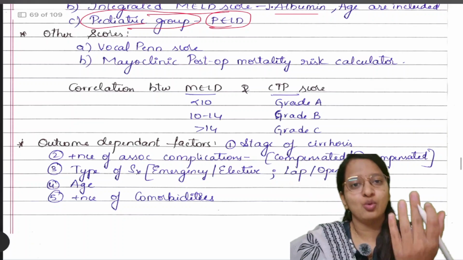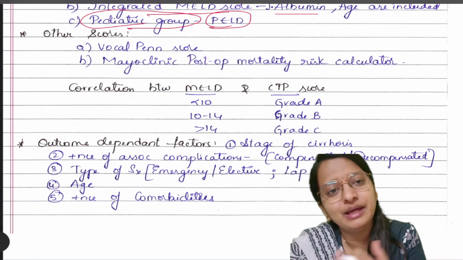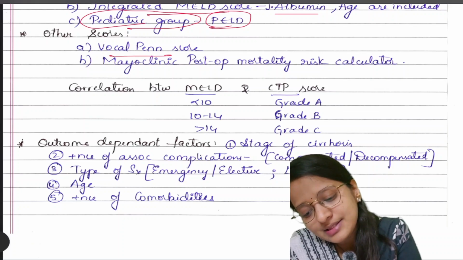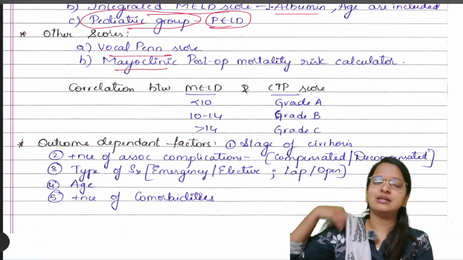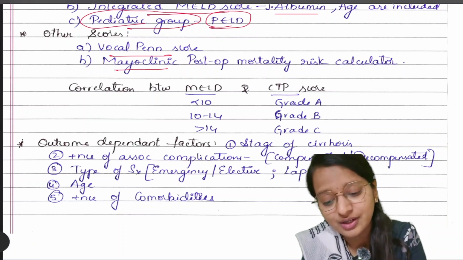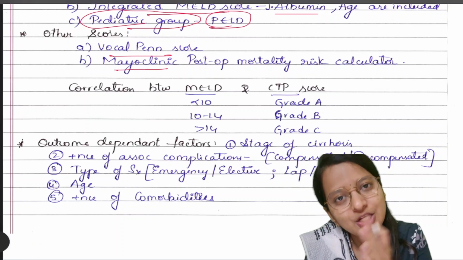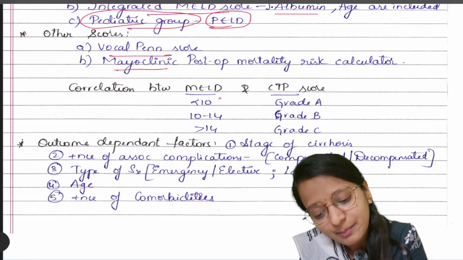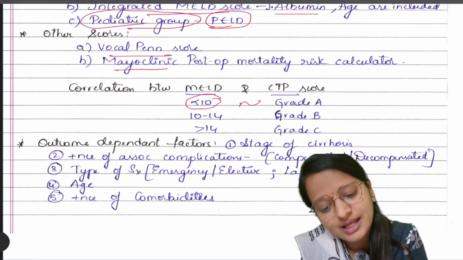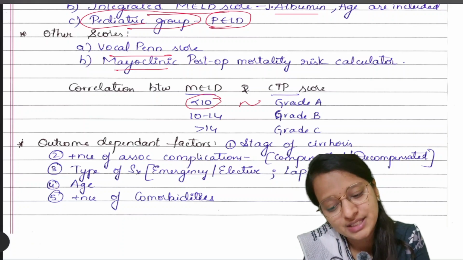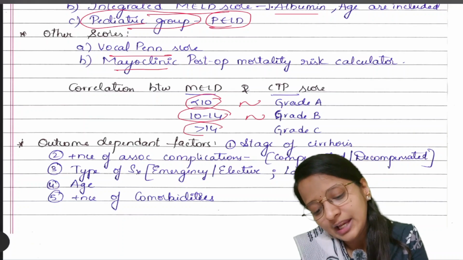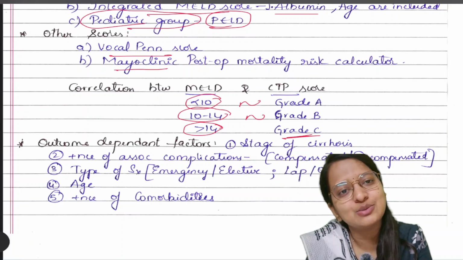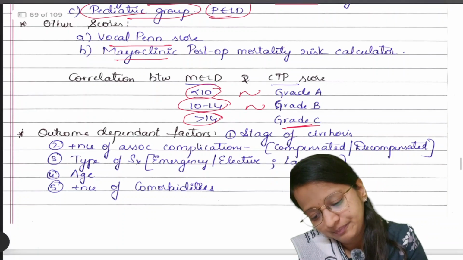So there are other scores apart from the CTP and MELD: the Vocal-Penn score and the Mayo Clinic post-op mortality risk calculator. On the whole, these are the scores we use for risk analysis, and there is a correlation between MELD and CTP. If the MELD score is less than 10, it correlates with class A of CTP. If it is 10 to 14, it correlates with class B, and if it's greater than 14, it correlates with class C or grade C.